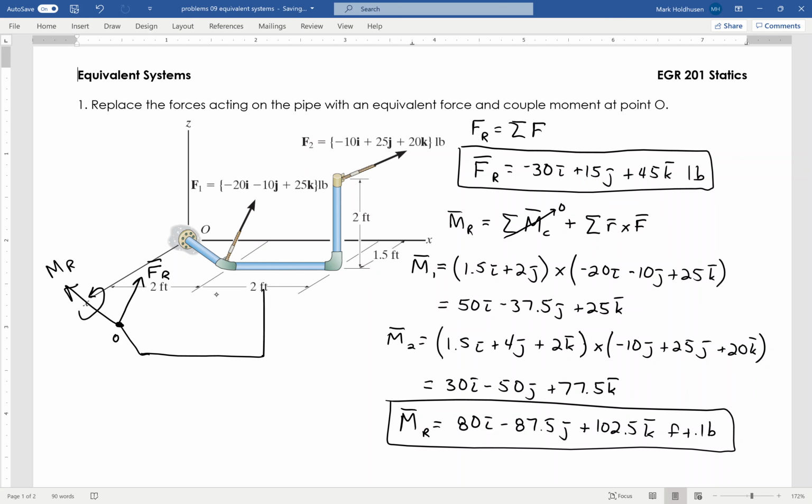Now, these two systems are equivalent, right? I can either have those two forces at those two locations, or I can have this single force at point O along with a couple moment, okay? So it's just a way of taking forces all over the place and condensing them down to a single point.